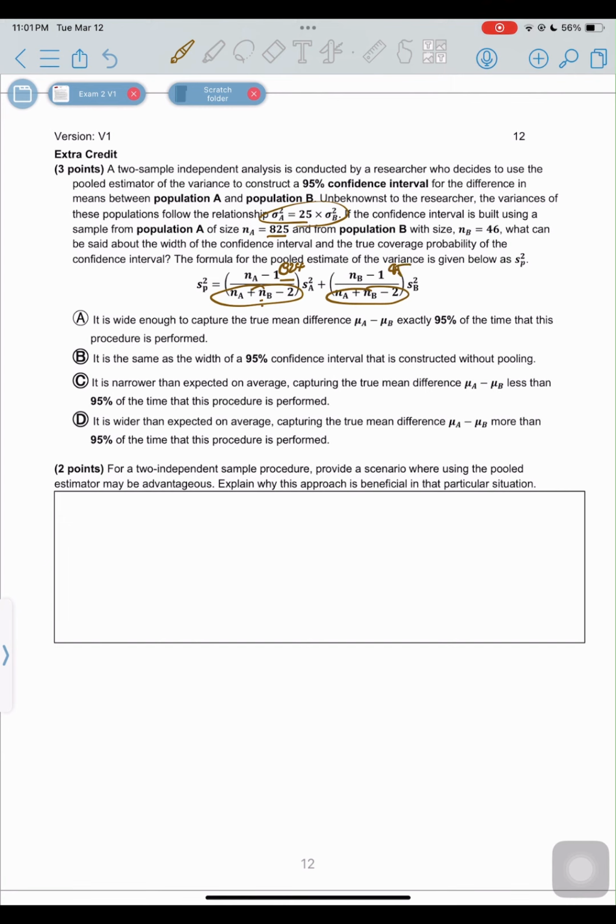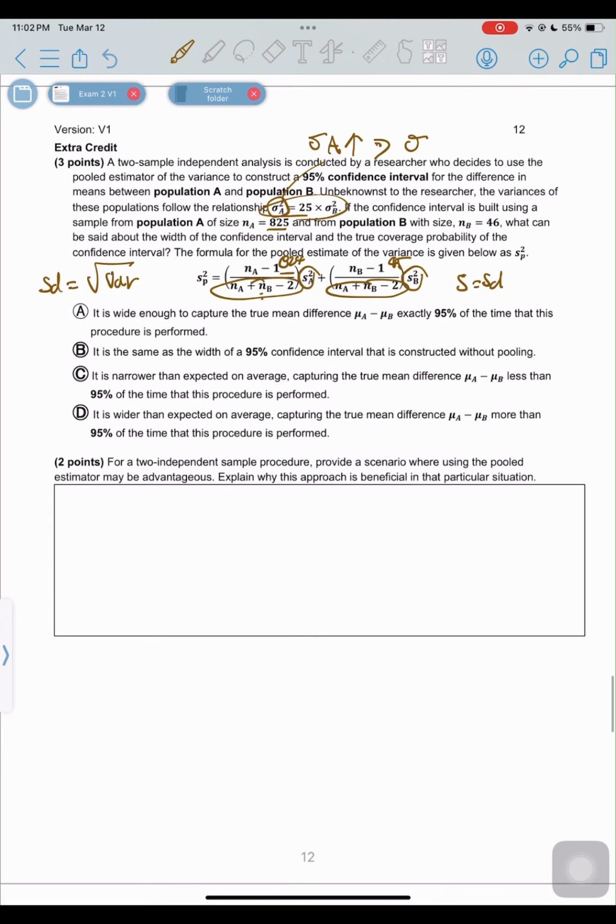And then S squared of A and S squared of B. So S means the standard deviation, right? Yes, S means standard deviation. And you might think we're not given the standard deviation value, but if you recall, a standard deviation is the square root of variance, right? And then we're given variance of A is 25 times variance of B. So A value is bigger. Variance of A is bigger than variance of B because 25 times of variance of B is variance A.